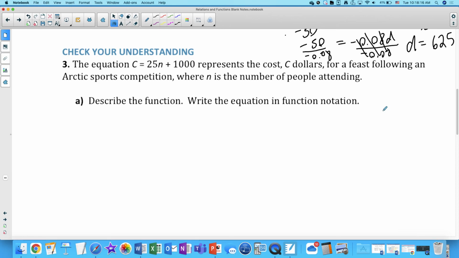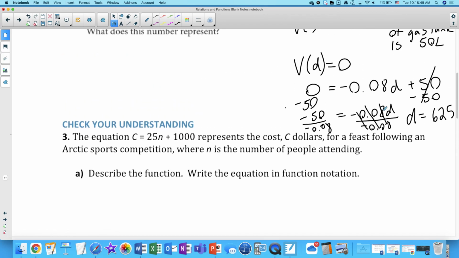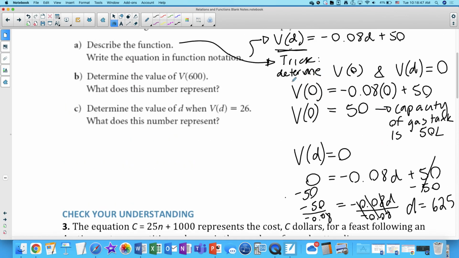Okay, so I want you to describe the function and write the equation in function notation. When you're describing it, try and use as many details as you can. And sometimes it's easiest to, in particular, find this guy, V of 0. That's going to actually tell you something about the situation. I'm going to stop the recording now because that's all we're going to do for today. But I want you guys to finish this question and I'll just come around and see how you're doing.